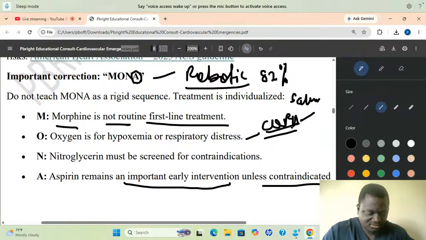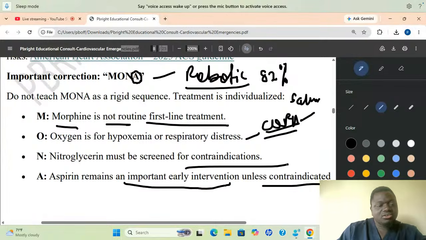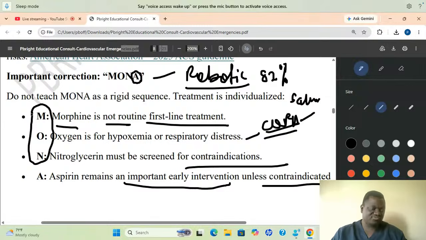I'll find a day and explain the physiology of COPD. After that day, you will love COPD management. Perfect. So let's continue when we have time today, after we finish early. But this is a short slide. We should have been done by now, if not for the network issues. Nitroglycerin must be screened for contraindications. Aspirin is the most important now, but the rest, assess before you give.